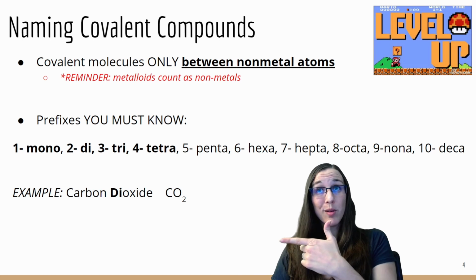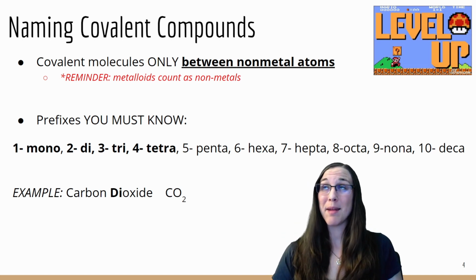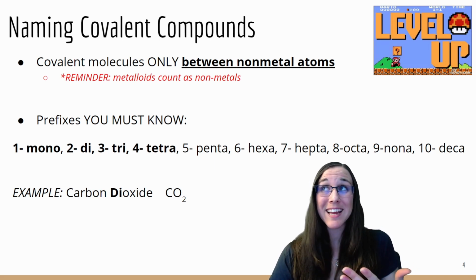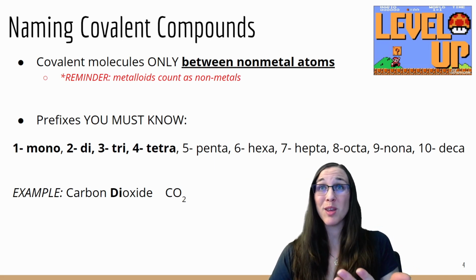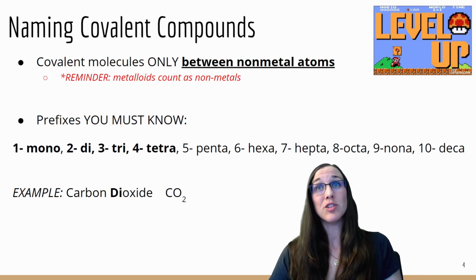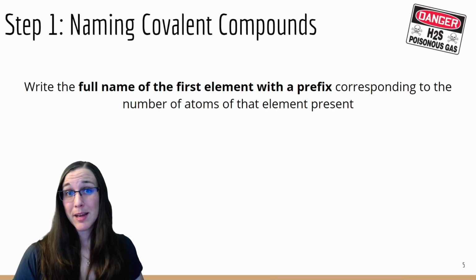So for example, CO2, carbon dioxide. You've probably heard it called that a number of times, but never realized that you were actually explaining the name of a covalently bonded molecule. 1 carbon, carbon, dioxide, 2 oxygens present, using these prefixes. So here are your steps for success.